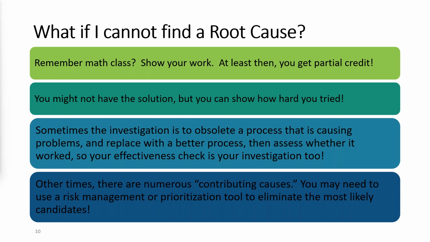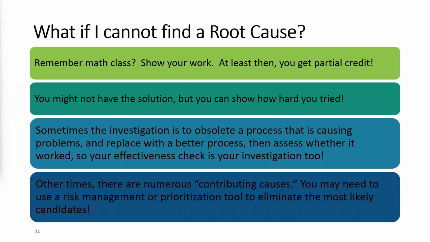So in this case, that process was obsoleted and replaced with a better process, or in this case, a better operating system. The effectiveness check in this example was also the investigation, because we could show that the problem went away after the operating system update, and that seemed to have corrected the problem. There was nothing else we could do.